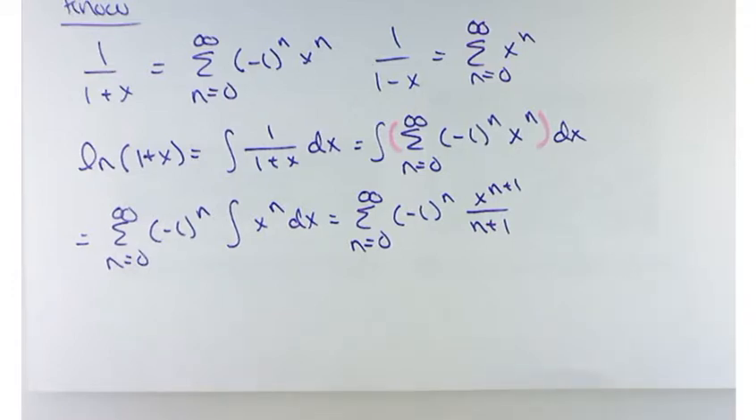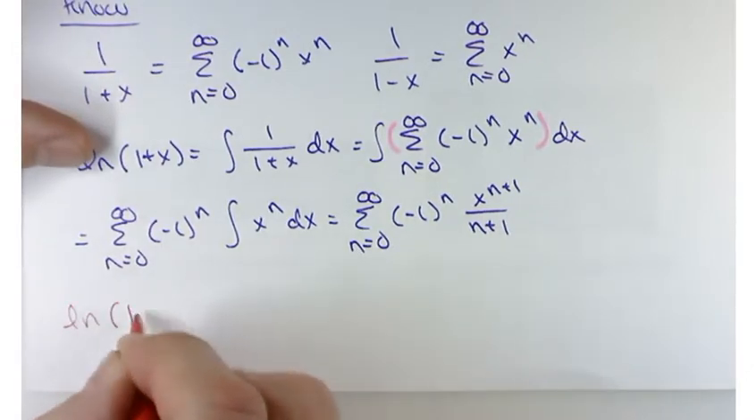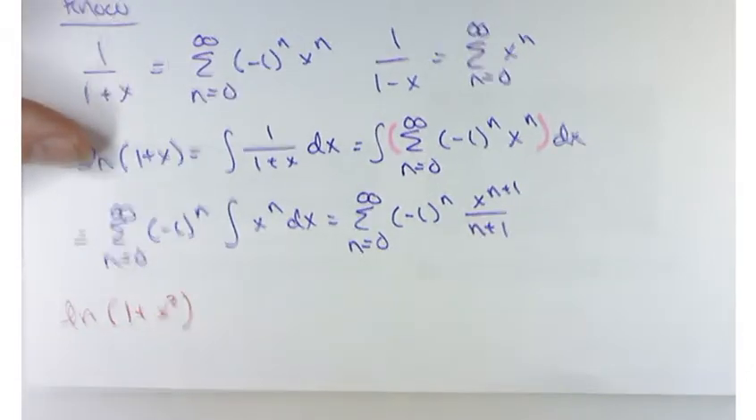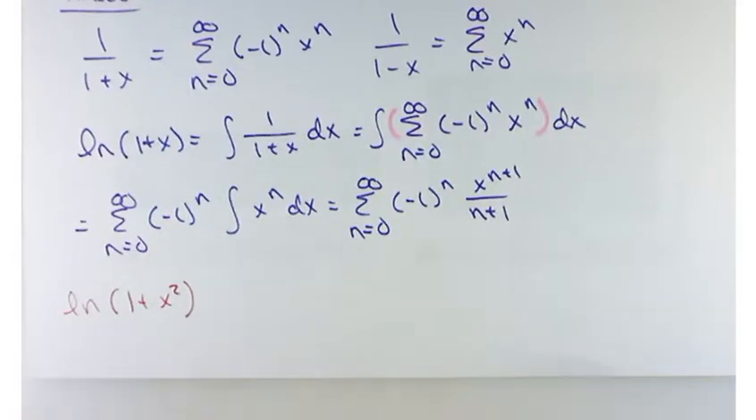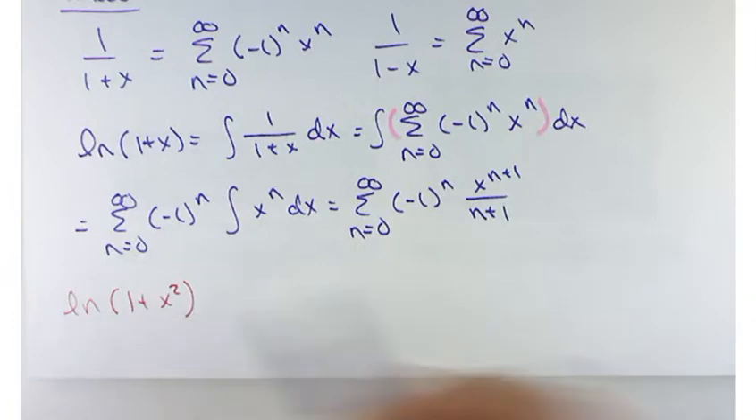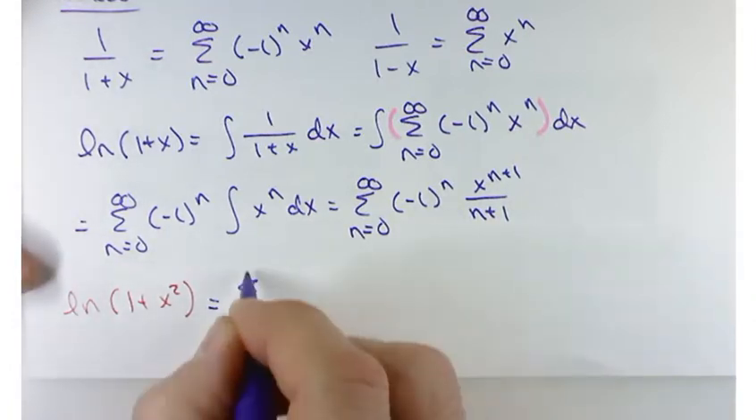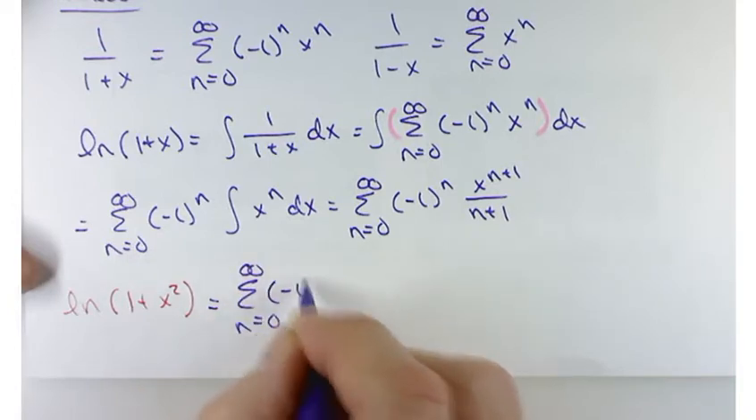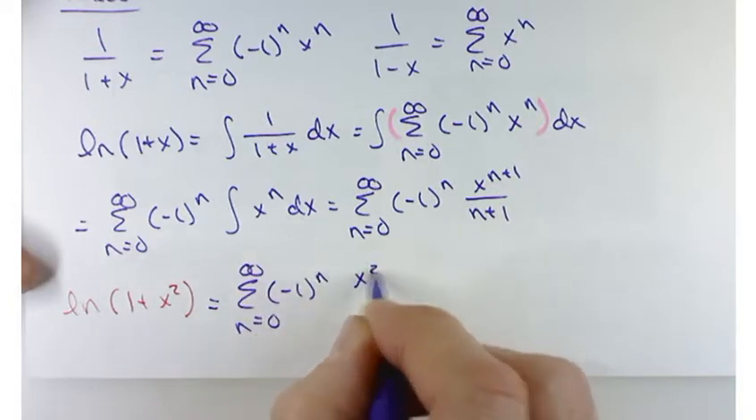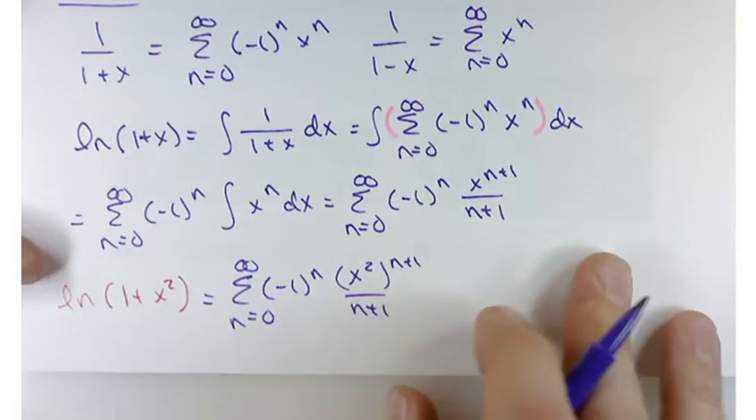Almost done. Remember the original problem, though? We're trying to find a series for ln of 1 plus x squared. What do you think we need to do to finish this up then? Yeah, just replace this x by x squared. So it's going to be the sum from n equals 0 to infinity of (-1)^n (x squared)^(n+1) over n plus 1.